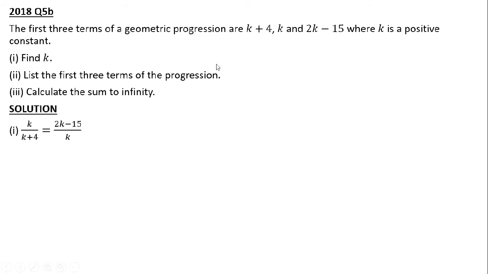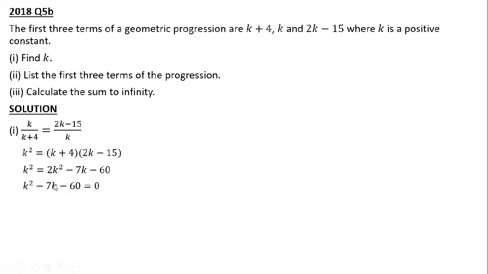We'll divide the second term by the first term, the third term by the second term, and cross multiply. Expand. Group the k squared and the 2k squared. We are going to get k squared minus 7k minus 60 is equal to 0. Now this one is a quadratic expression, so we are supposed to solve this quadratic equation.